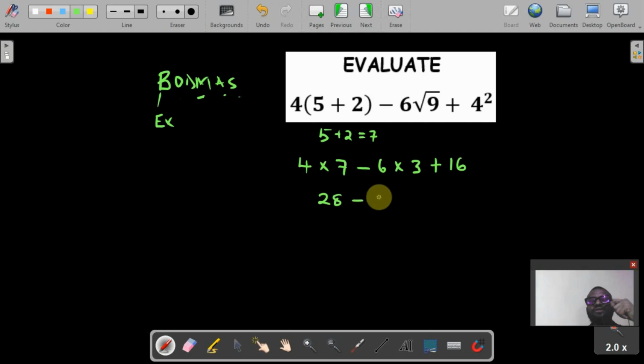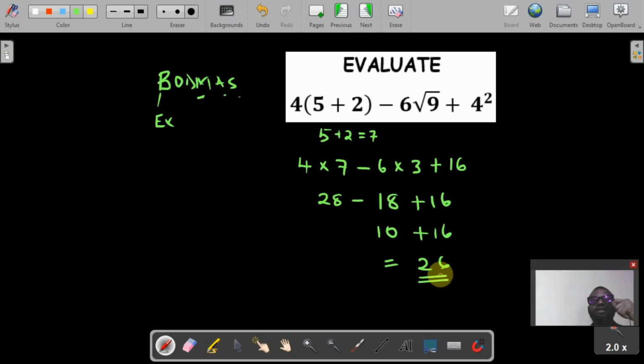Then minus 6. There's a multiplication here again. This is 6 times 3, which will give us 18. Then plus 16. So we've gotten plus and minus. Anyway they can go, if you want to do 18 plus 16, no problem. If you want to do 28 minus 18, there's no problem. So 28 minus 18 will give us 10. Then 10 plus 16 will give us 26 as our answer.